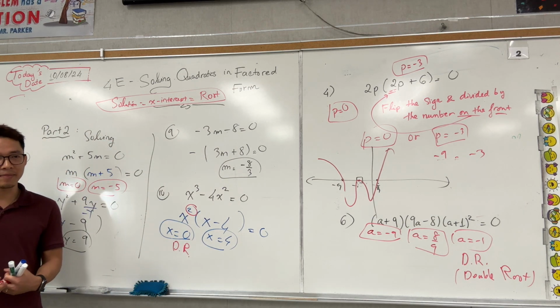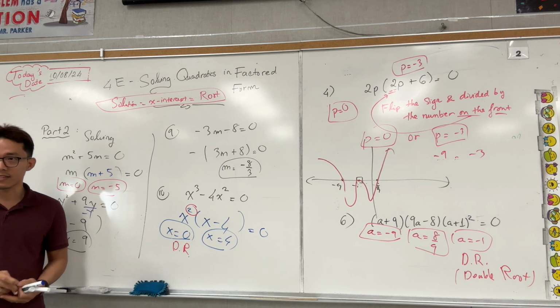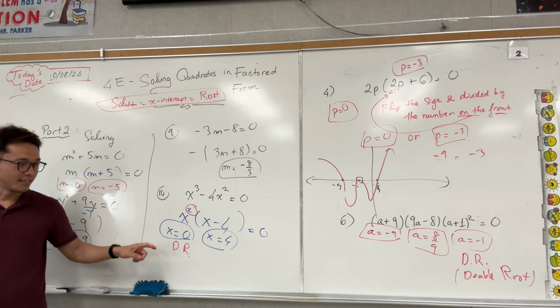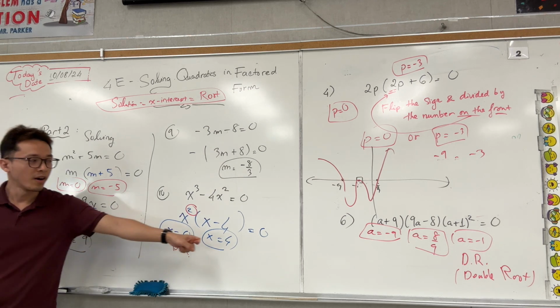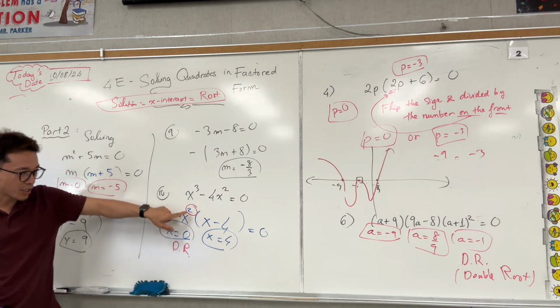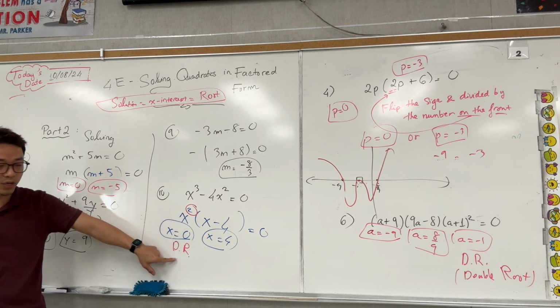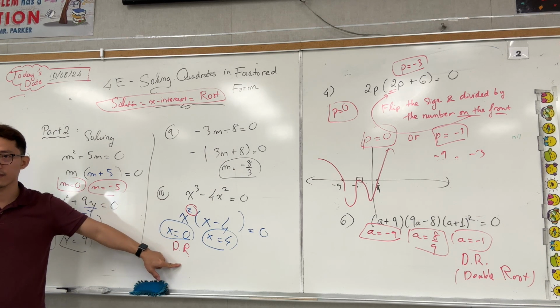Actually, none of you remembered, but then you fixed it at the end. Sound good? Yeah? The double root is at x equal to 0, not x equal to 4, because the square is right here. The square is at this solution. So x equal to 0 is the double root. Make sense? Alright.